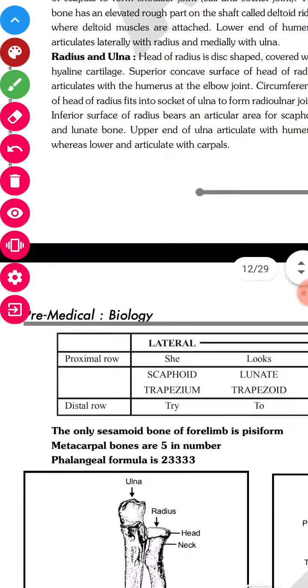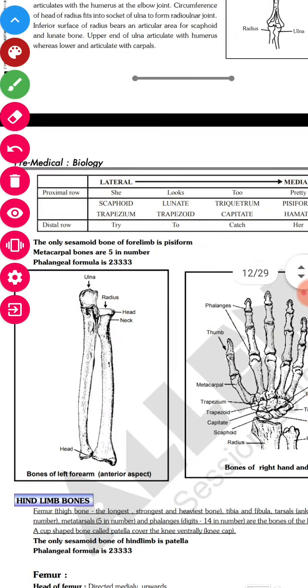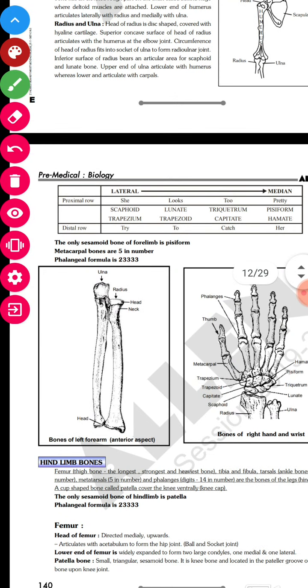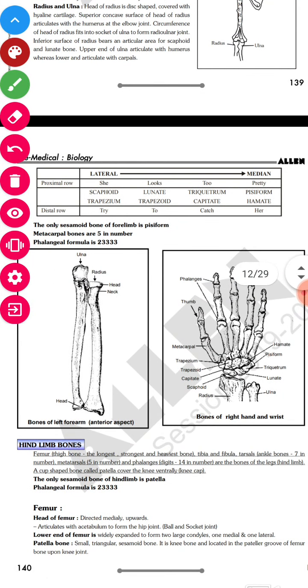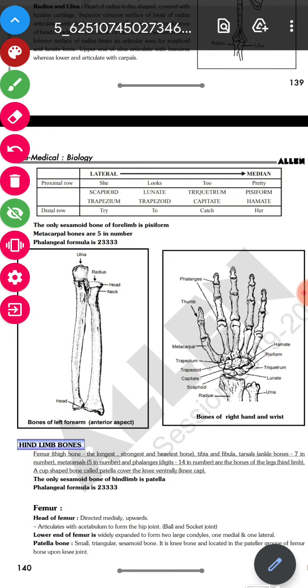Now these are some mnemonics given which are going to help you in remembering the names of all the carpals, which are 8 in number. So this proximal row, it means we are talking about one row, and at the lower side we are talking about the second row. See here, the proximal row: scaphoid, lunate, triquetrum and pisiform.